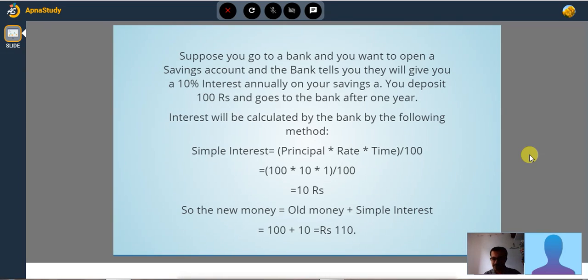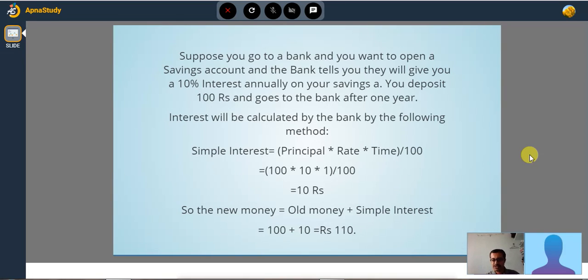So the interest will be calculated by the bank by the method I just told before, which is simple interest is equal to principal into rate into time, whole divided by 100, where the principal is the amount which you initially deposited, which is 100, and the rate of interest, as I told, is determined by the bank, which is 10%, and the time is 1 year, and the whole divided by 100. So it comes out to be 10 rupees.